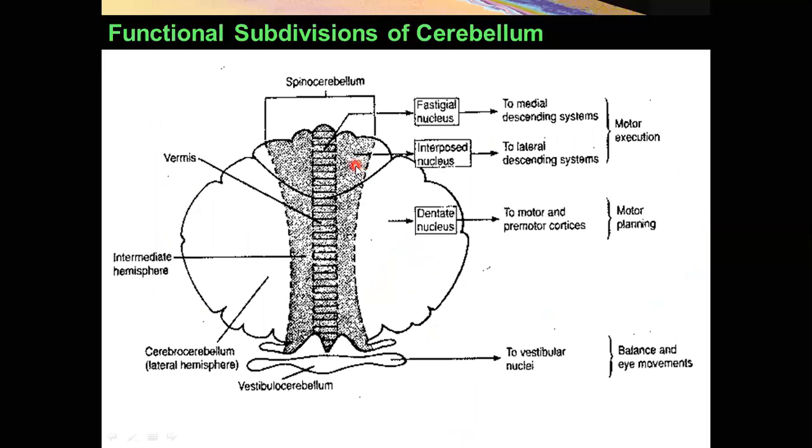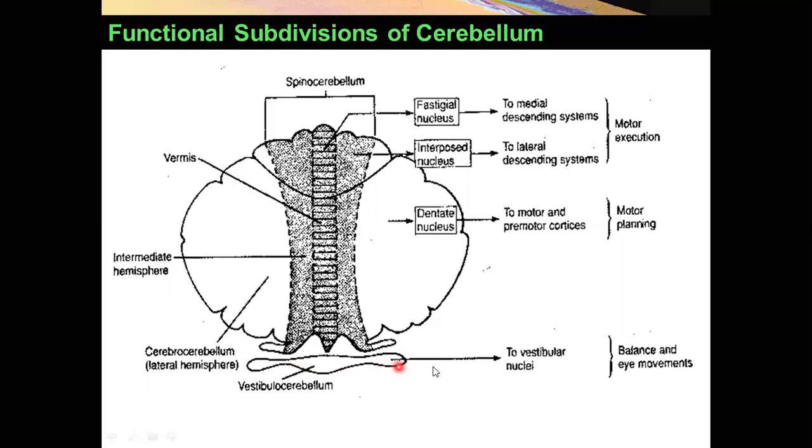Again, the same things here. The vermis and intermediate hemisphere together make up the spinocerebellum, in which the vermis part projects to the fastigial nucleus, whose efferents project to the medial descending pathways or systems. The intermediate hemispheric part of the spinocerebellum projects to the interposed nucleus, whose efferents project to the lateral descending systems for motor execution.